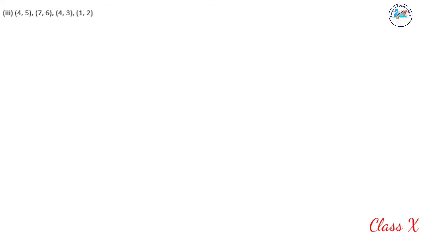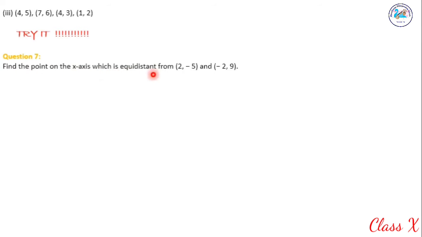And as we are familiar with this type of question, please try this question at home as homework. And question number 7: find the point on the x-axis which is equidistant from (2, -5) and (-2, 9). Let us have a visualization of this question.